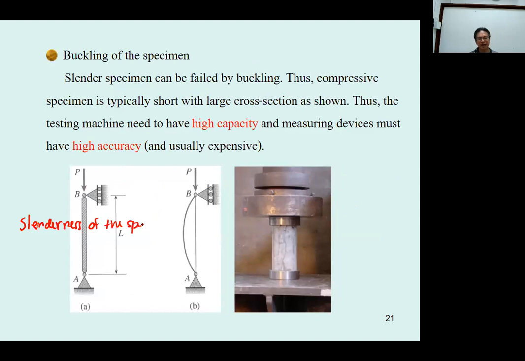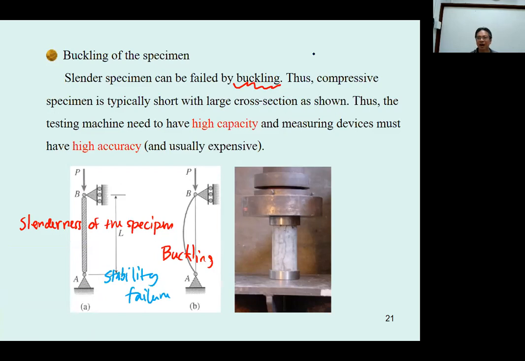If the specimen is so slender and you test it, the specimen will be subjected to what is called buckling. Buckling is not a material failure. Buckling is a stability failure. When you push the ruler, it is going to buckle like this. When you release the force, it just takes back the original shape. This is a kind of stability failure.